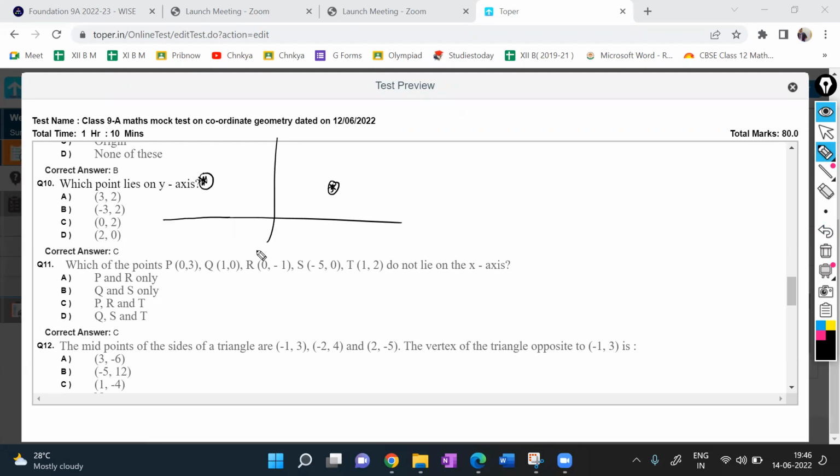Okay. (0, 2) would be where? (0, 2) would be somewhere here. So that's lying on the y-axis. (2, 0) would be somewhere here. He's asking which point lies on the y-axis: (0, 2). So that is the answer. Next.